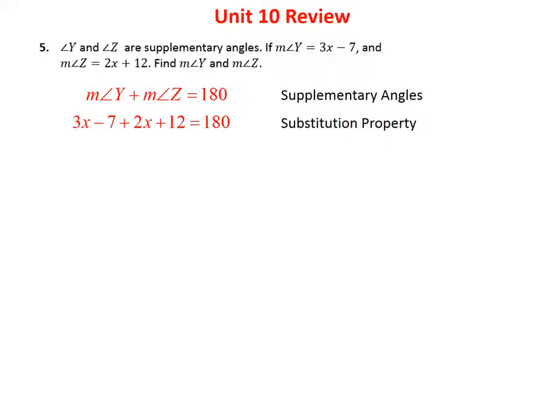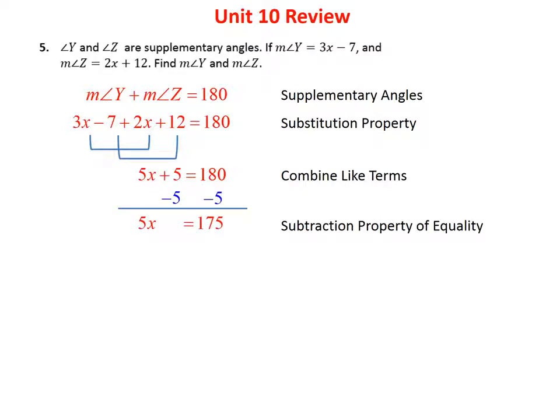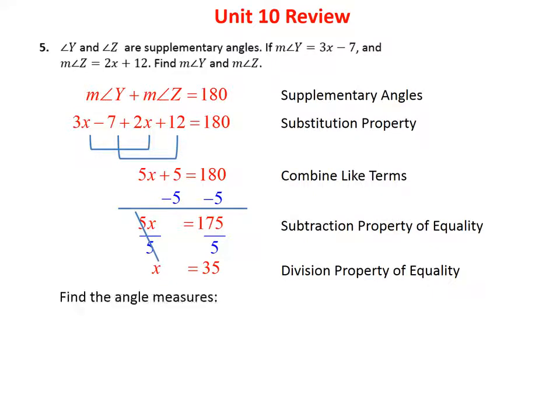So first thing I want to do is combine like terms. So 3x plus 2x is 5x, and minus 7 plus 12 is 5. So we end up with 5x plus 5 is 180. And now we have a simple 2-step equation. We're going to undo the plus 5 by subtracting 5 from both sides, and then we're going to undo the 5 times x by dividing by 5, and we end up with x equals 35. Now that we've found x, we can establish what the measure of y and z is.